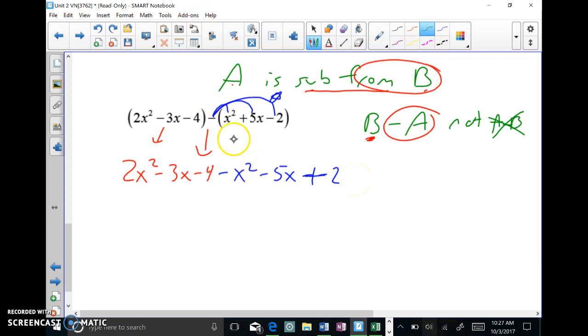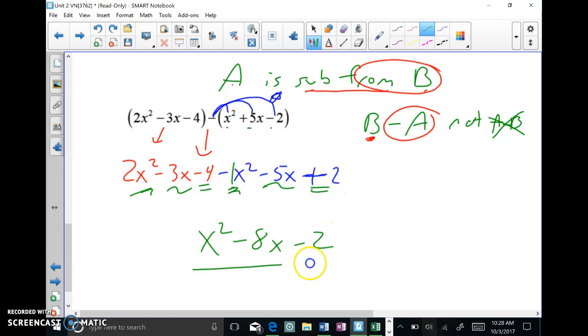And again, you can kind of see opposite signs. This is like positive, positive, negative becomes negative, negative, positive. Now combine like terms. 2x squared minus 1x squared is positive 1x squared. Negative 3x, negative 5x, negative 8x. Negative 4, positive 2 is negative 2, and that's it.